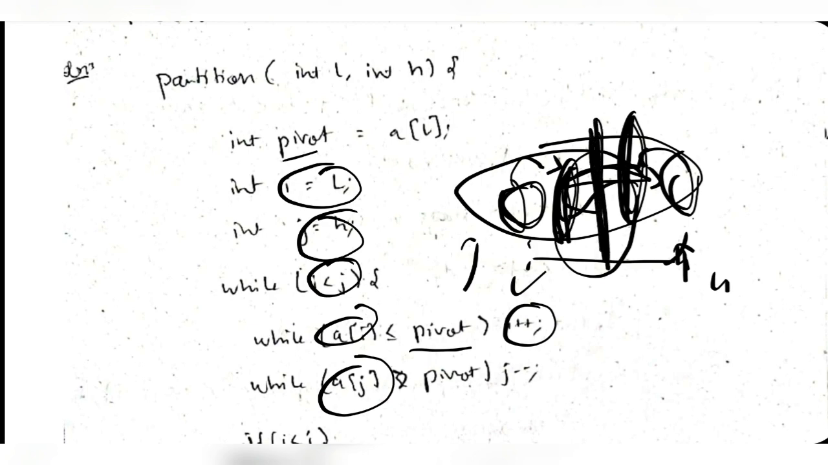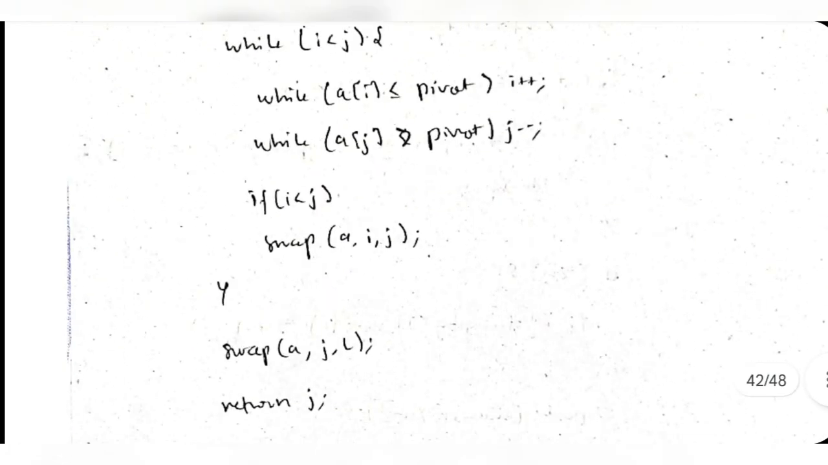At that time we have all the elements greater than the pivot in this part and less than the pivot in this part. So we'll just take the pivot element and place it in the middle, and this element will come here. Okay, so that's what the pivot function does.